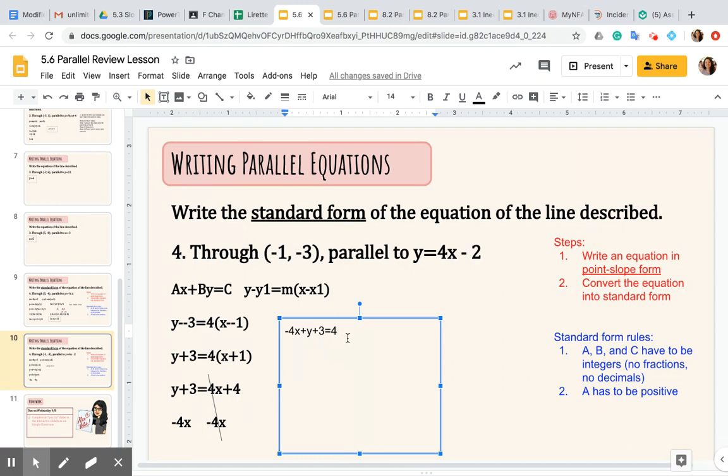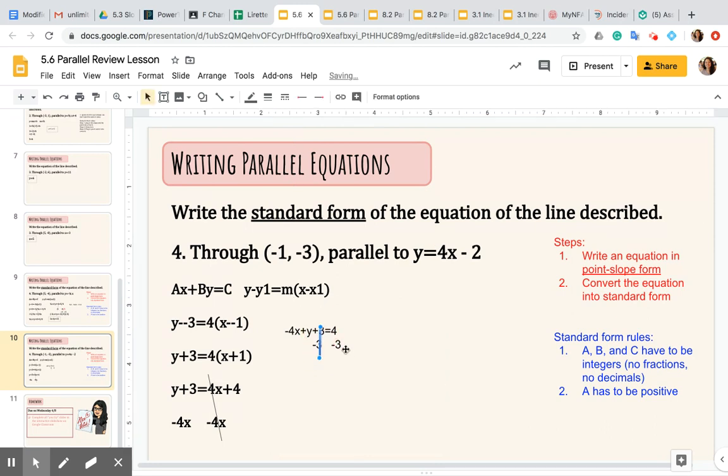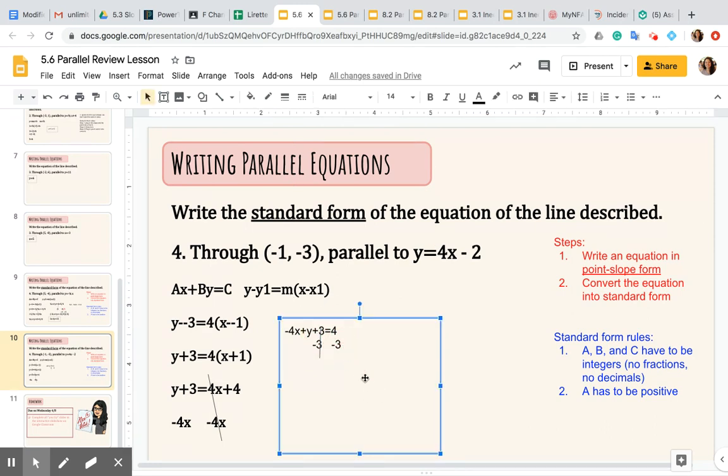All right, we're getting closer here. I still need to get my constant on the right. To do that, I look at the sign. It's +3. To undo it, I do -3. I do it to this side as well. These are going to go away. Here's what I'm going to be left with. I still have a -4x and +y on the left. On the right, 4 minus 3 gives me 1.